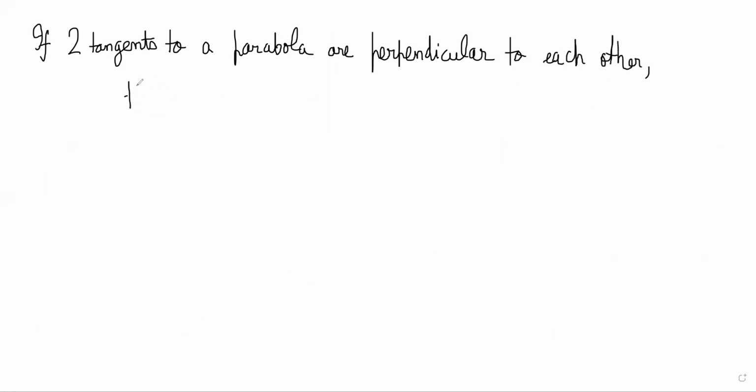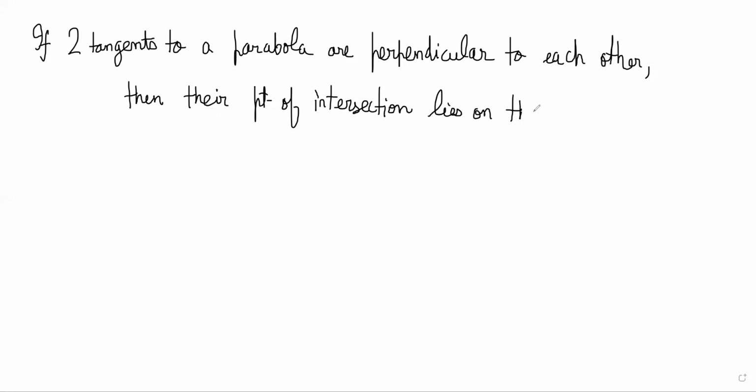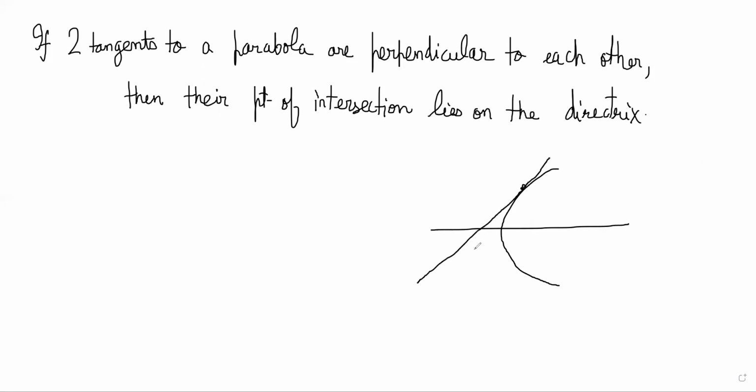Then their point of intersection lies on the directrix. Lies on the directrix. How and what do we mean? We mean like this figure. So let's say we have a parabola like this. We have one tangent like this, right? And another tangent you can draw from here, which is perpendicular. Like the angle between these two is 90, right?